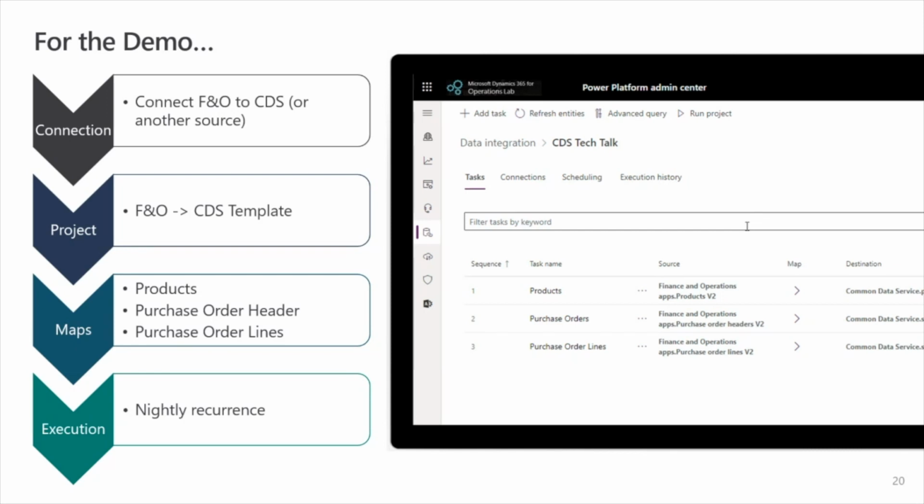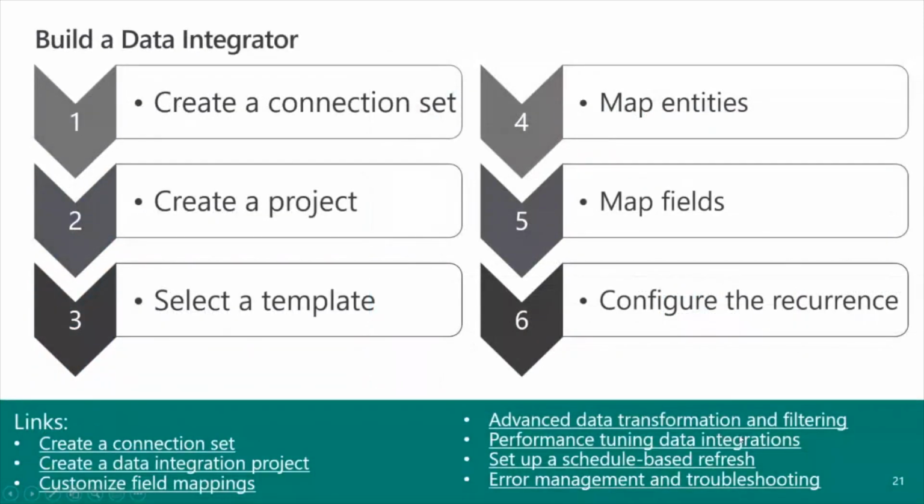Then you can start to create maps. In my case, I mapped the products, the purchase order header, and purchase order lines with a handful of fields. Obviously, you can map as many entities and fields as are needed for your particular integration. And then you'll set up that scheduling. In my case, I set up that execution to be a nightly recurrence. So the basic steps, the 6 steps, are making the connection, setting up the project, selecting the template, mapping your entities, mapping your fields, and then configuring the recurrence.